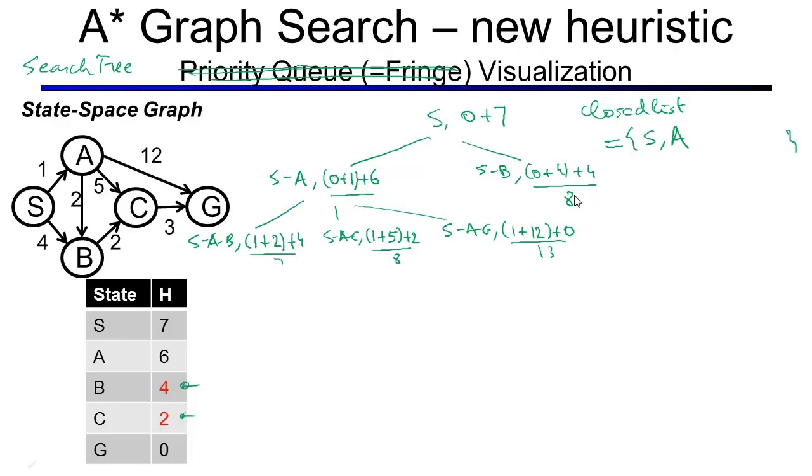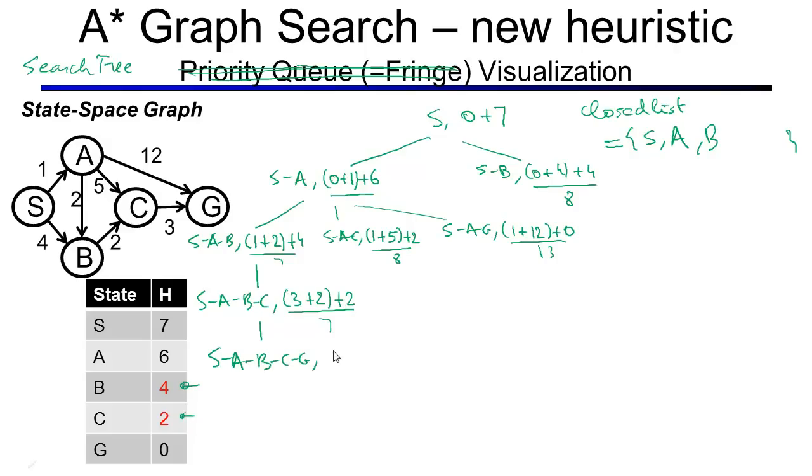7 is the lowest, so we'll expand SAB first. So we expand B. B has one successor, C. We have SABC. The G cost is 3 from the parent plus 2 from the transition. The H cost is 2. We have expanded B, so we put it on the closed list. Now, again, the lowest F cost is down this branch. We expand SABC. C has one successor, G, so we end up with SABCG.